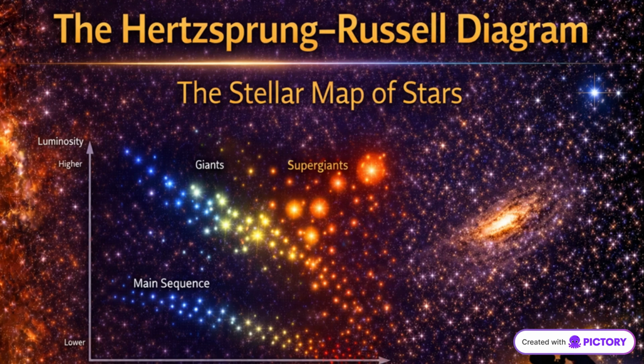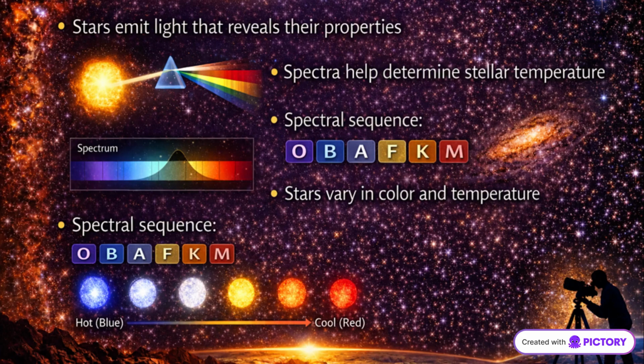In this lecture, we will study the Hertzsprung-Russell diagram, commonly known as the HR diagram. It is one of the most important tools in astrophysics, used to classify stars and understand their life cycles. Let us begin with a quick recall.